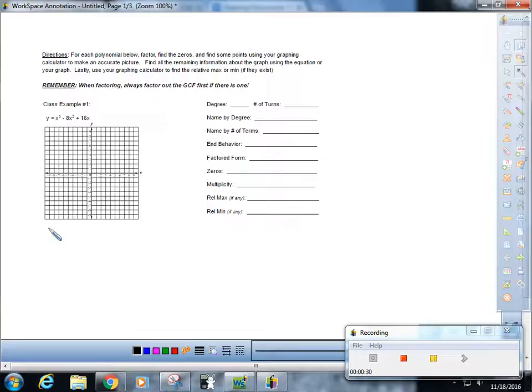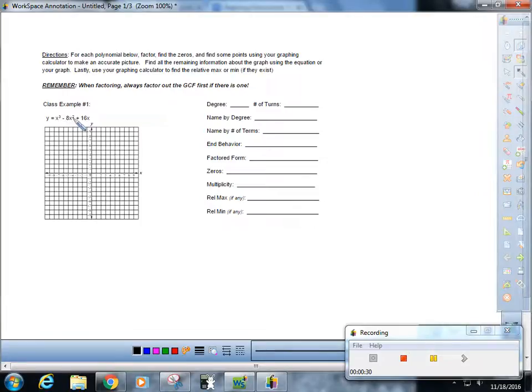All right, we're going to do two of these together. Once again, the directions are the hard part. Look how many words there are there. Okay? So, this one is in standard form. That's nice. How do we know it's in standard form? It's going from the highest power to the lowest power.